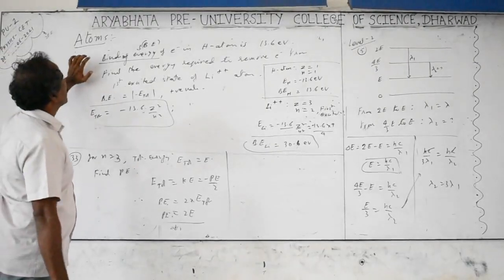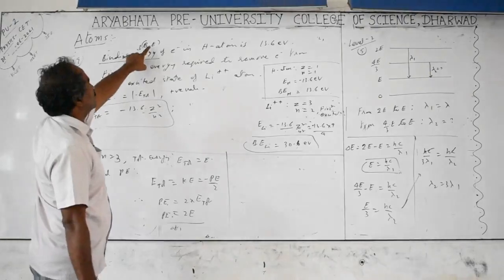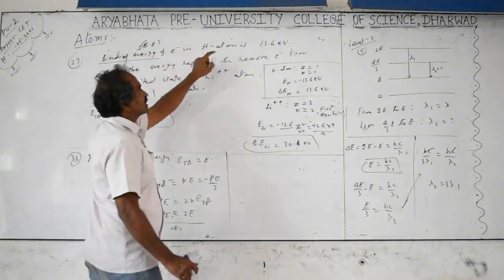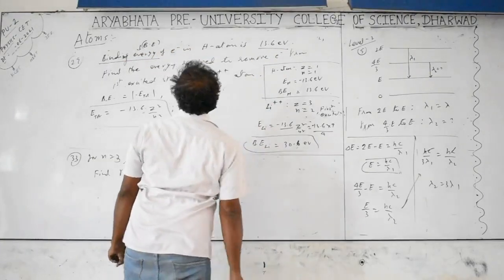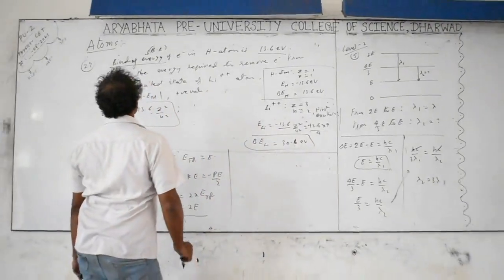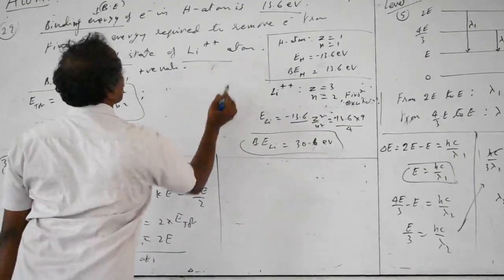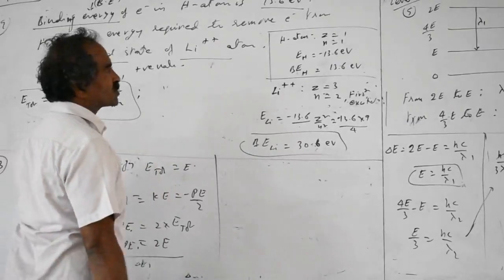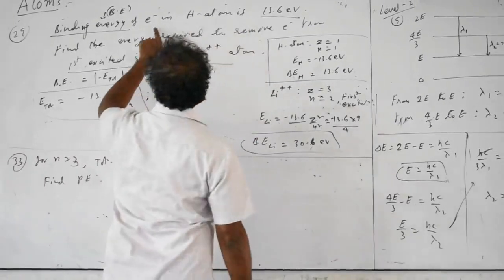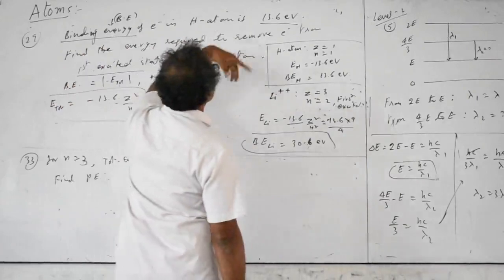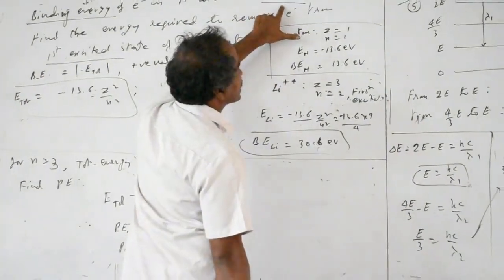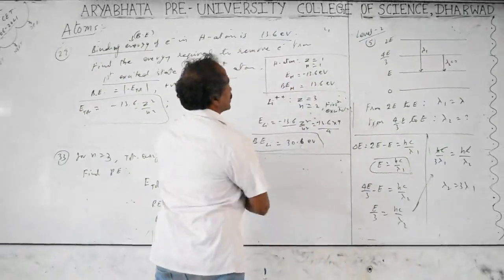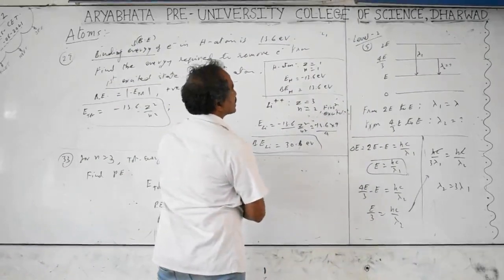Next problem, 29th one. The binding energy of the electron in the hydrogen atom is given as 13.6 electron volts. Find the energy required to remove the electron from the first excited state of lithium atom. For hydrogen atom, n equals 1, the ground state, is told. Binding energy is not said to be ground state, but the value 13.6 electron volts is supposed to be the ground state only. So the total energy equals 13.6 electron volts.